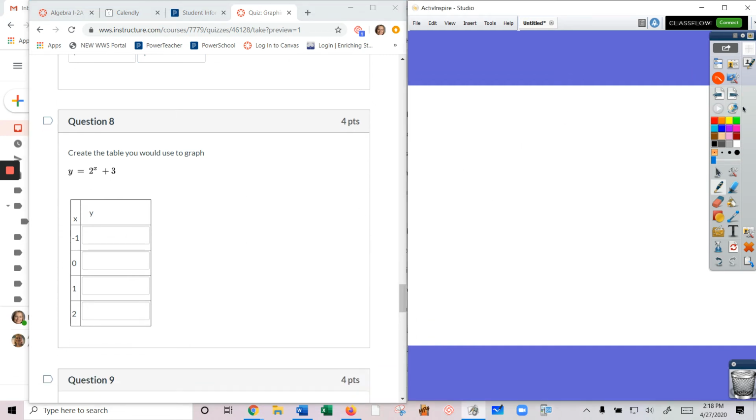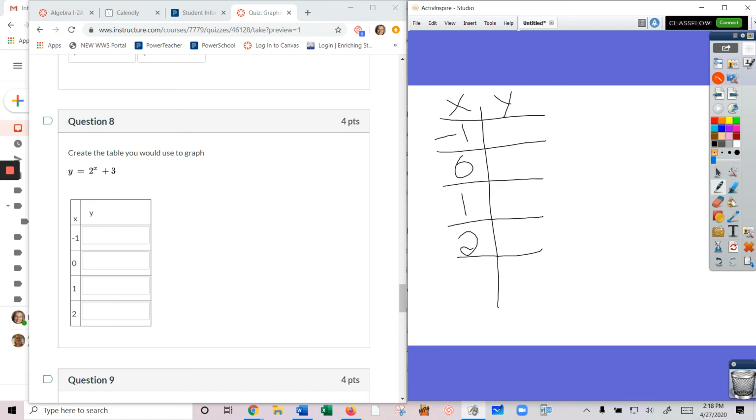Number 8, we are just filling in the blanks of this table. Our input values are given to us. So you just need to take a calculator and replace each of those x values with its given value in the table. So we'll do 2 to the -1 plus 3, 2 to the 0 plus 3, 2 to the first plus 3, and 2 squared plus 3. Remember on your calculator to enter an exponent, you're using that up caret button, left of the 7 and above the x squared.